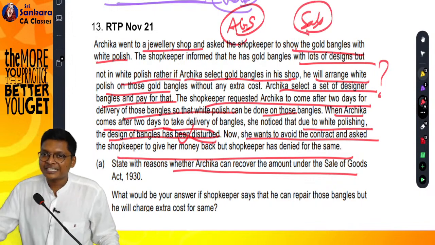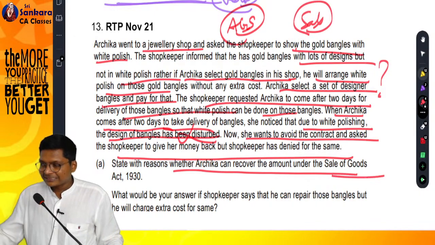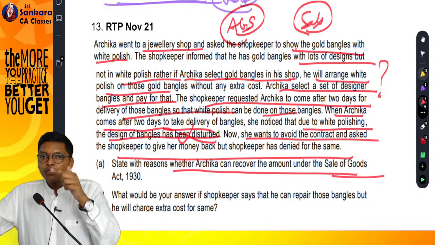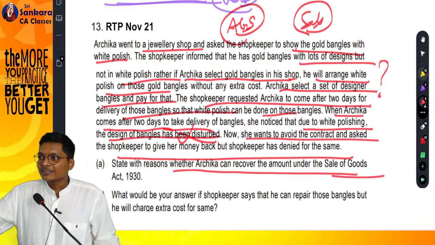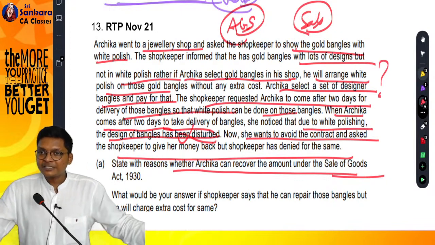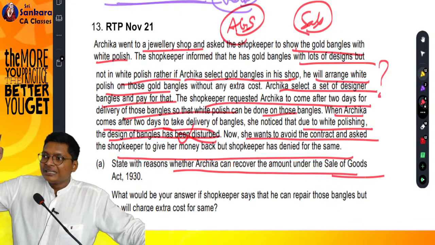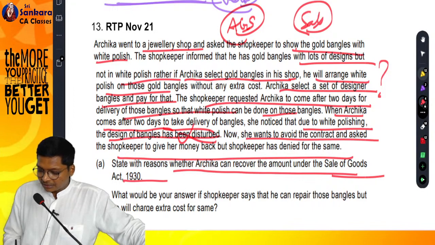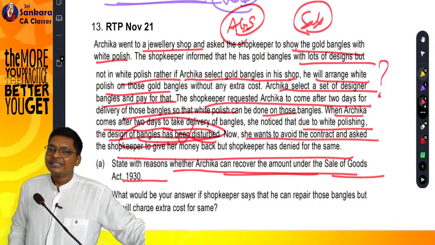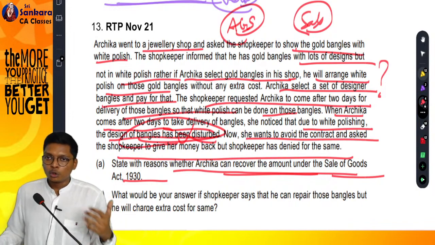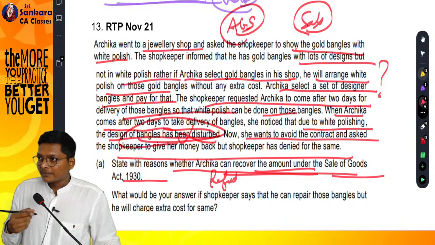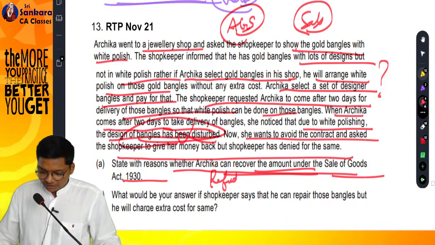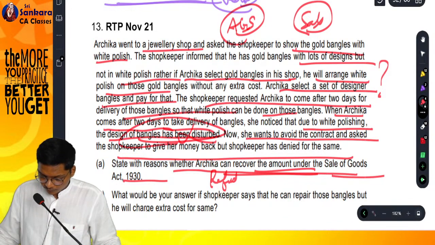The second way to answer is under the Sale of Goods Act. In the case of specific goods to be put into a deliverable state, ownership is transferred only after they are put into a deliverable state. Here, they are not put into a deliverable state because the original design has been disturbed. Will you pay for it? No. You can avoid the contract. She can recover the refund. The buyer can sue. This is RTP November 21.